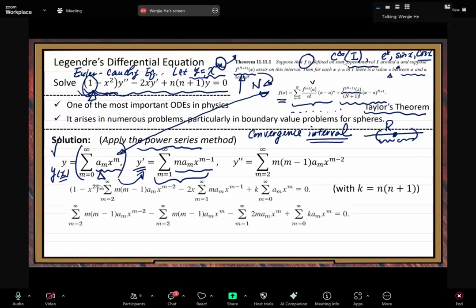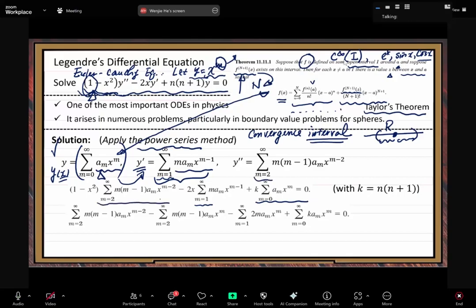Here, when you work on the summation, look at the starting point. It goes from 0 to infinity, because our original is from 0 to infinity. After you take the first derivative, the zero term is gone, so you can see this one starts from m equals 1. For the second derivative, the first two terms are gone, so it starts from m equals 2.